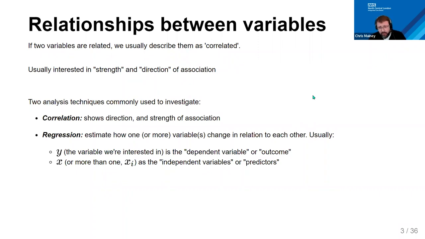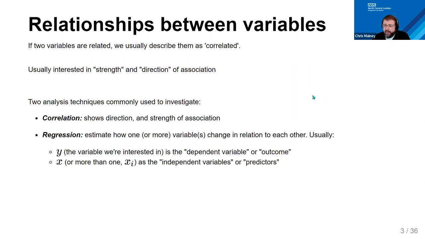And the two techniques that often get used for this are, firstly, correlation. Correlation is a simpler way of doing it, and there are different types of correlation coefficients you can use, but broadly it quantifies the strength of the relationship and tells you what direction that relationship is in. Direction will make a lot more sense when we look at some plots in a second. And then there's regression, which is the main focus for today.